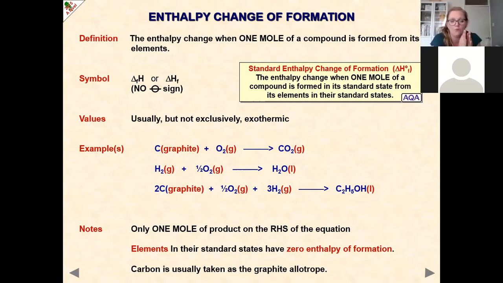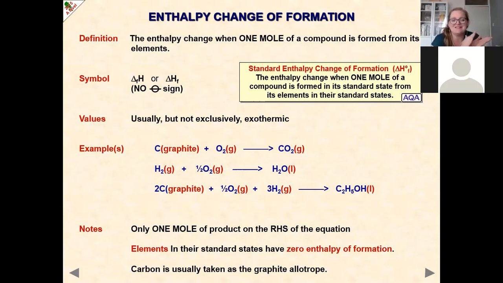So only one mole of a product on the right-hand side of the equation. So it's 1 mole to 1 mole. Okay, so it's 1 mole of a compound being formed from its elements. So we should only ever have 1 mole on the right-hand side. If we've got more than 1 mole, then we will need to change things. So this enthalpy change of formation is really important when we're only dealing with 1 mole.